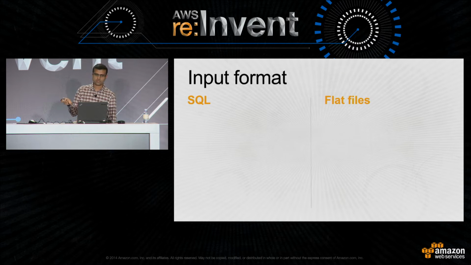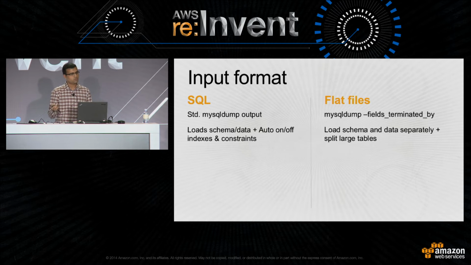Another important consideration is what input format you want to use. You can use either a SQL input format or a flat file input format to load your data. MySQL dump, the standard way, generates a SQL file. You can also use MySQL dump to generate CSV files of each of your tables. MySQL dump essentially loads your schema and data in one go. All the constraints are taken care of. All the indexes are taken care of. You don't really have to do much when you're using MySQL dump in the standard way. However, if you're generating flat files, you would need to load your schema separately and then your data.